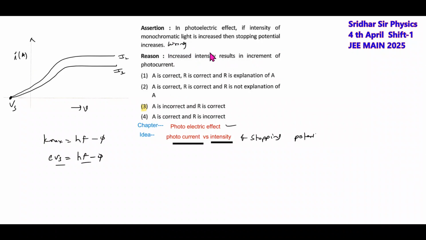Increase in intensity results in an increment of photocurrent. As you increase the intensity, photocurrent will increase. If you increase intensity, the number of photons will increase, more photoelectrons will be ejected, more current will flow. So this is correct. The basic definition of the photoelectric effect is being asked here.